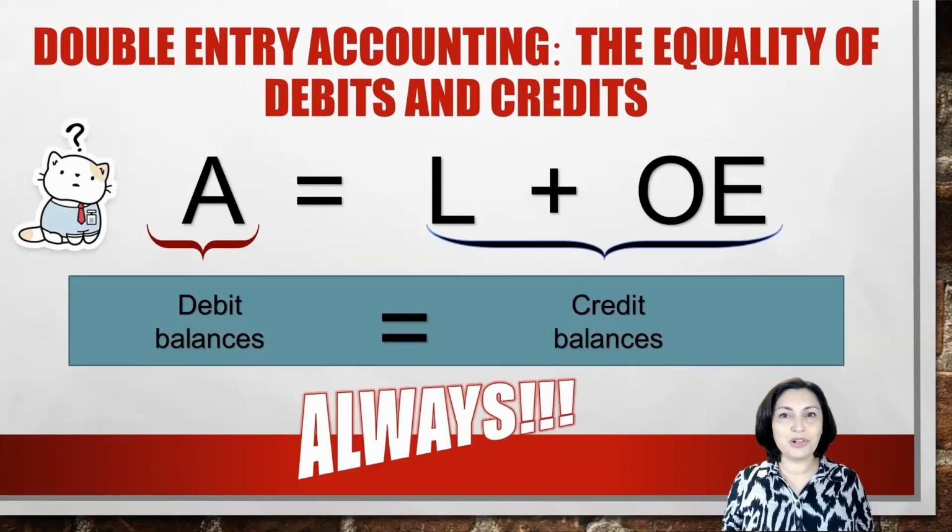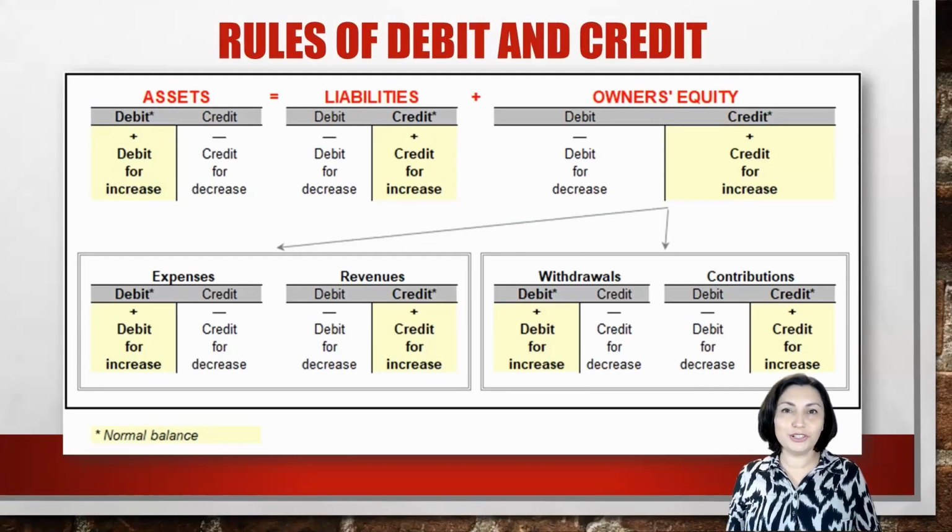Accountants use the double entry accounting system. This means that all transactions will have the equal dollar amount of debits and credits. Let's look at the rules of debit and credit a bit closer. As we already learned, assets are increased by debit and decreased by credit, while liabilities and owner's equity are increased by credit and decreased by debit.